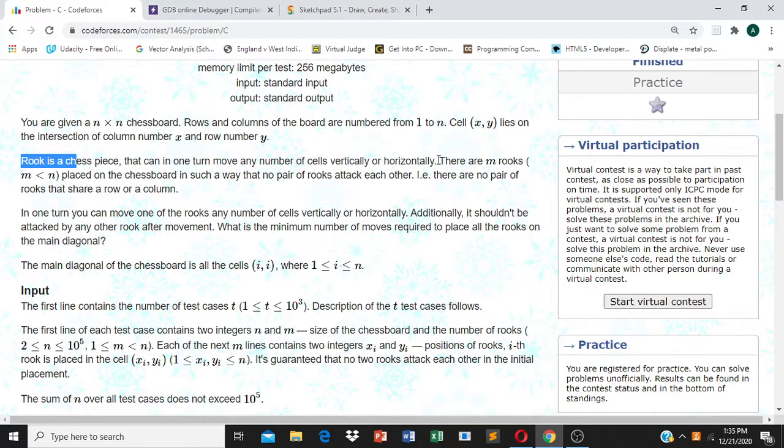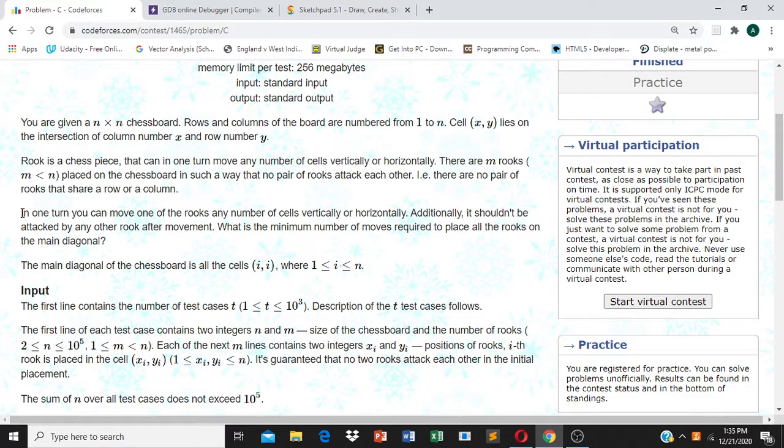So there are m rooks. Now there's a condition that they have given: m is less than n, placed on the chessboard in such a way that no pair of rooks attack each other. There are no pair of rooks that share a column or a row. So the input will be given such that no rook will be in an attacking position to one another.